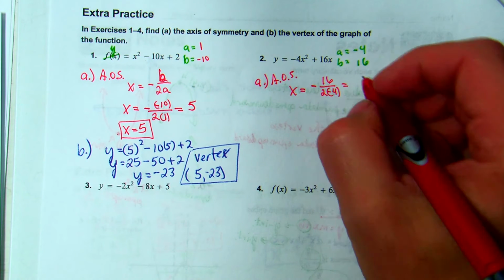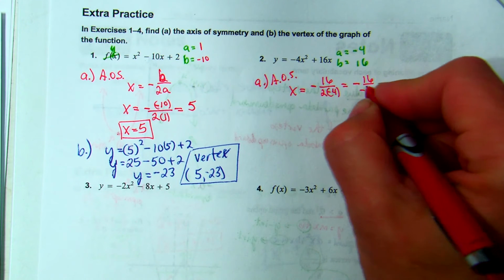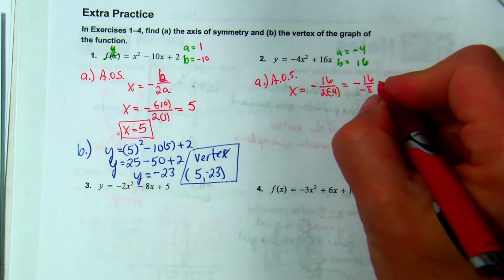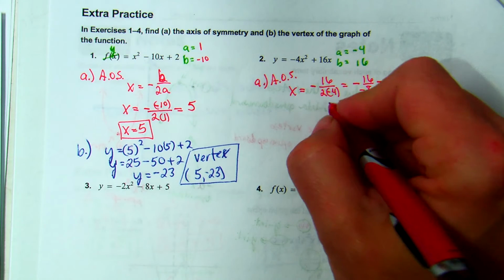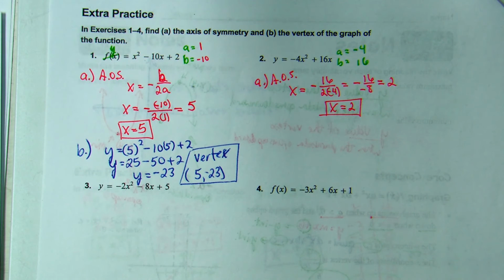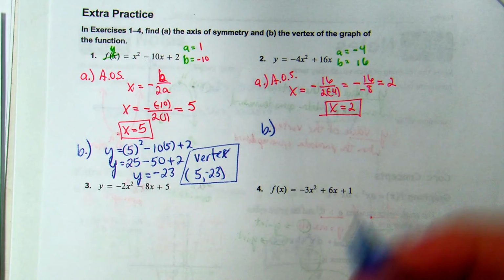Well, negative 16 over a negative 8 is what that would end up being. So negative over negative is positive. 16 over 8 is 2. So x simply equals 2. And that is the equation for the vertical line, which is the axis of symmetry. Now that I've found that, I can find the vertex.